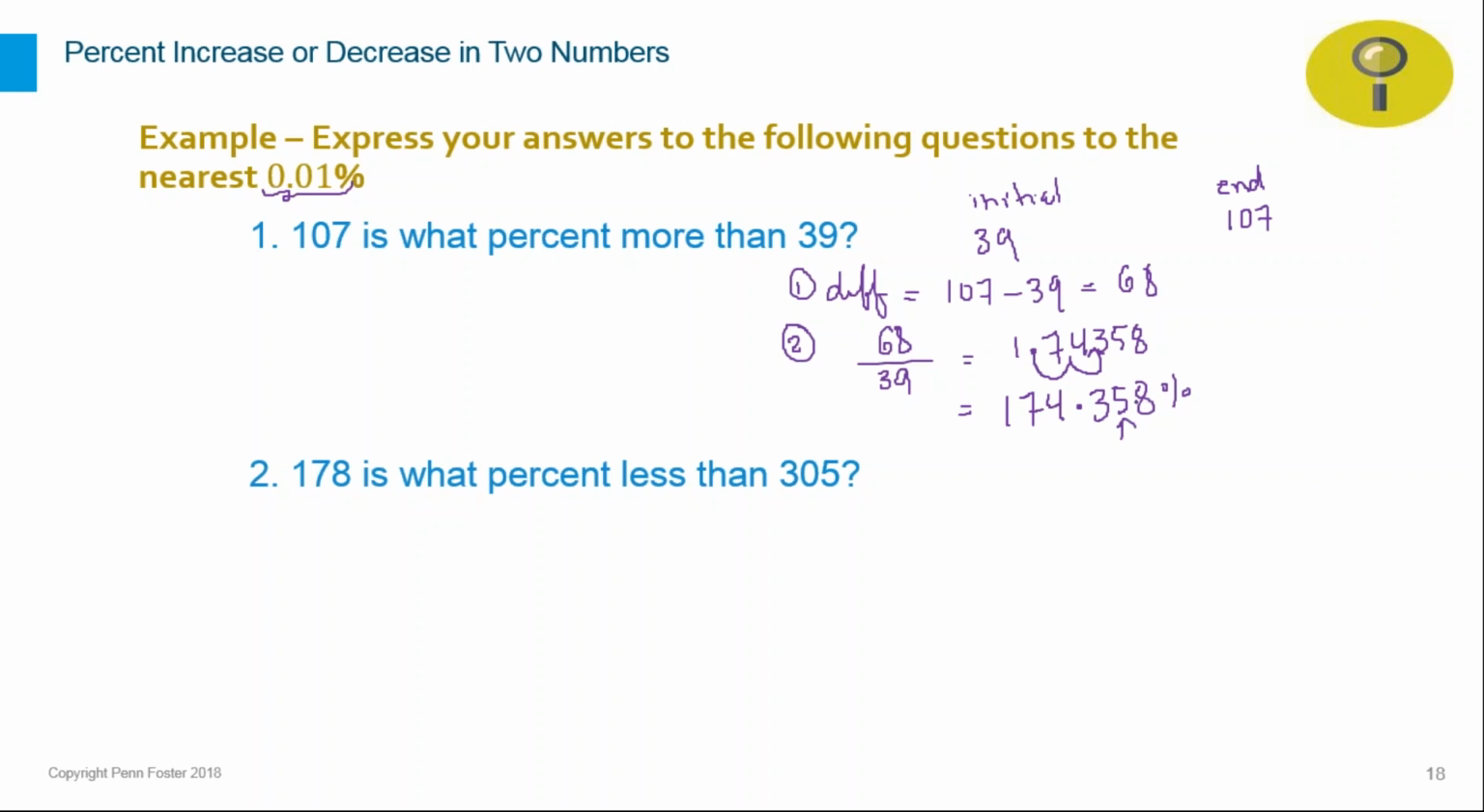Since I have an 8 after the 5, that would make me write the answer as 174.36%. We're going to round up the 5 to 6 because we have a number that is a 5 or more after the 5. So that would be the answer. So I can rephrase the answer saying that 107 is 174.36% more than 39. Questions?